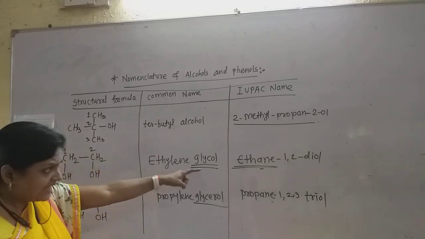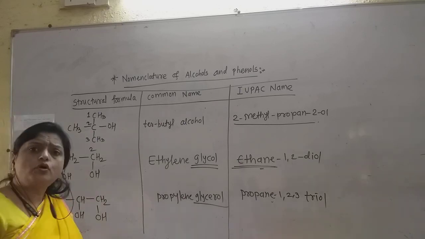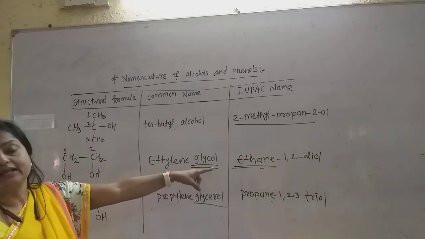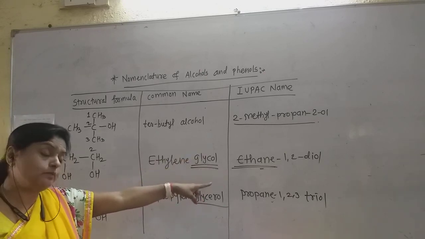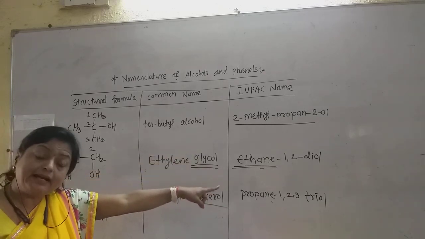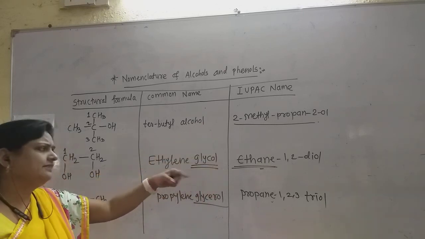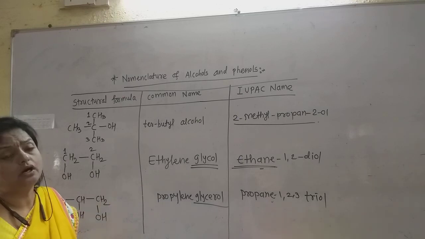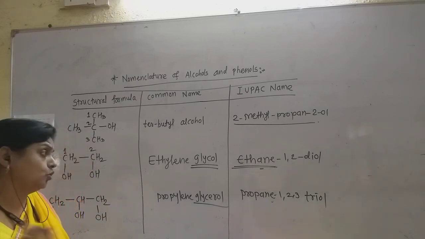So ethane 1, 2, and it is diol because it contains 2 OH groups. So write down the diol. Ethane-1,2-diol. Write down the complete name of the alkane, then the numbers of the carbon atoms having OH groups, and then write down the word diol. This is very simple to give the IUPAC name for dihydric and trihydric alcohols also.